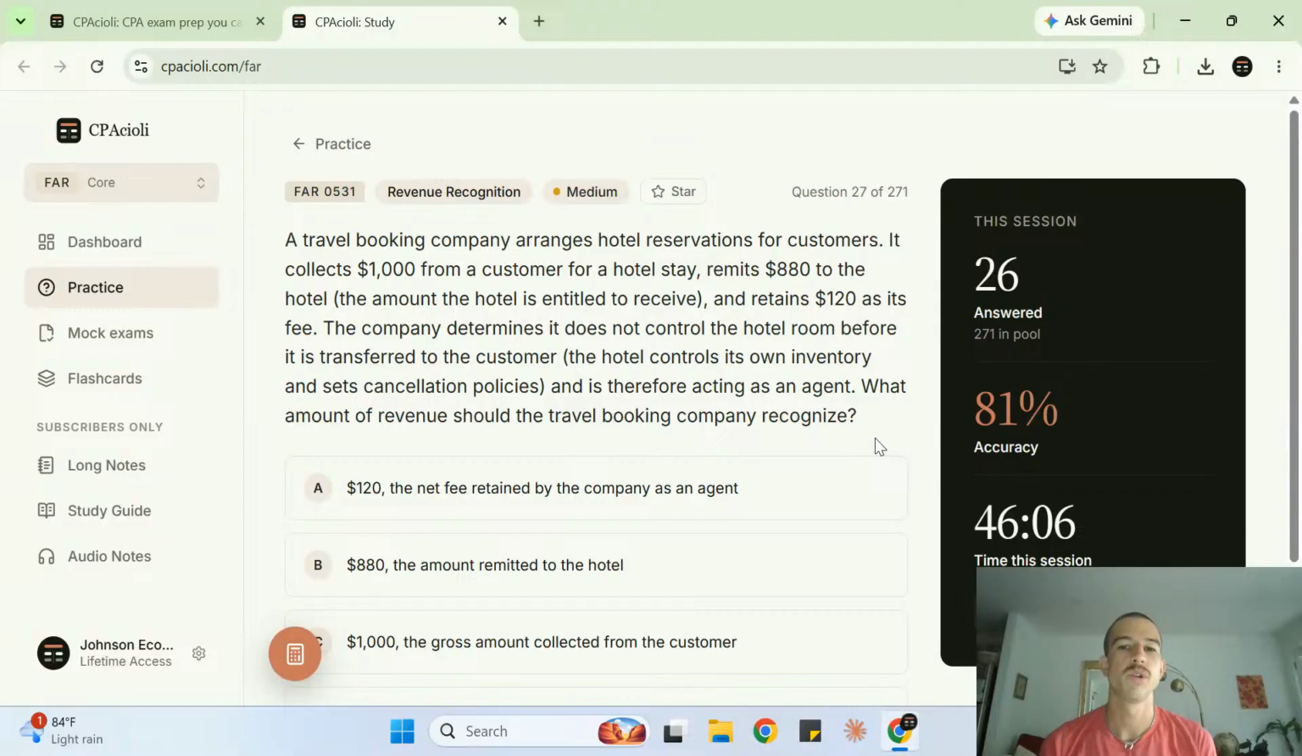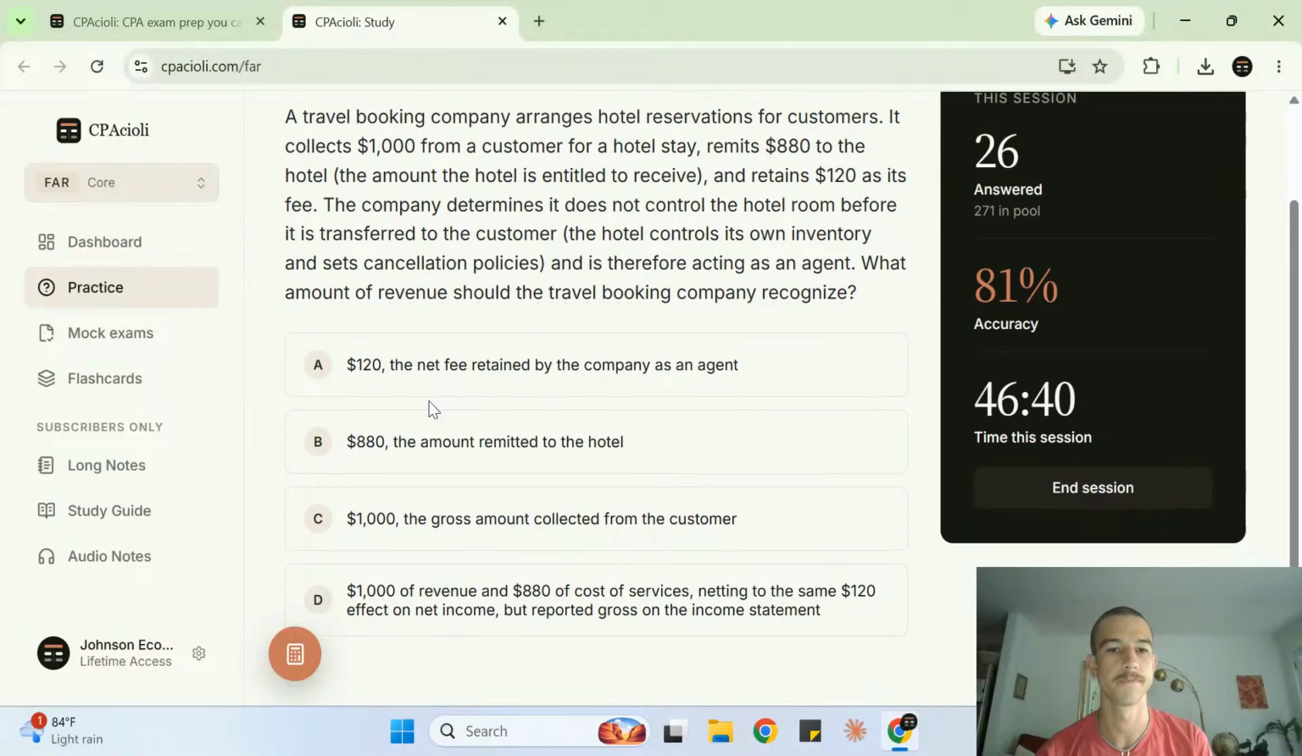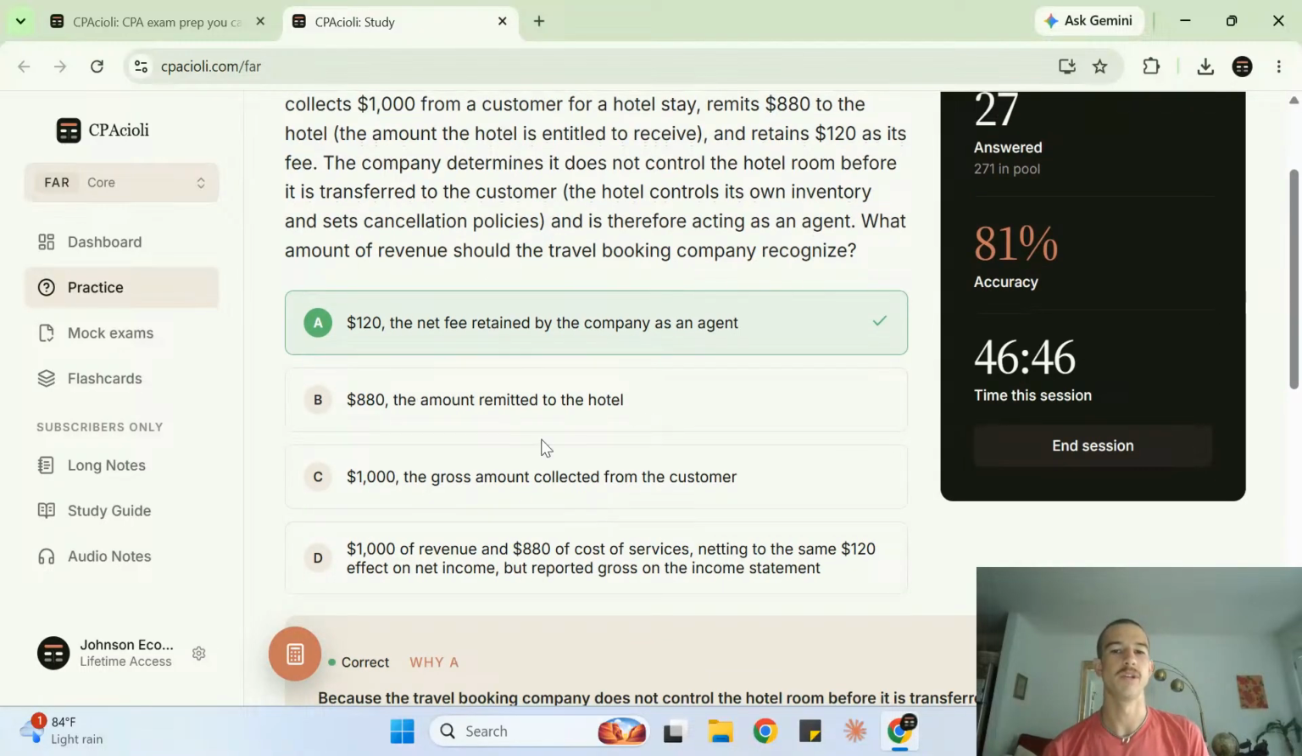A travel booking company arranges hotel reservations for customers, collects $1,000 from a customer per hotel stay, remits $880 to the hotel, and retains $120 as its fee. Since it's acting as an agent, the travel booking company should receive. Well, I was going to say zero, but 120, I think. 120, the net fee retained by the company as an agent.